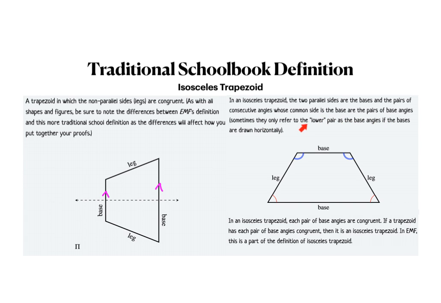Sometimes they only refer to the lower pair as the base angles if the bases are drawn horizontally. But truly, most books I've ever seen have this as 1 set of base angles and this as another. In an isosceles trapezoid, each pair of base angles are congruent. If a trapezoid has each pair of base angles congruent, then it is an isosceles trapezoid. In EMF, this is a part of the definition of the isosceles trapezoid.